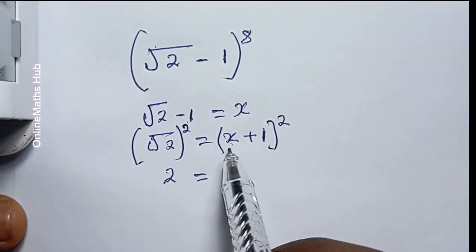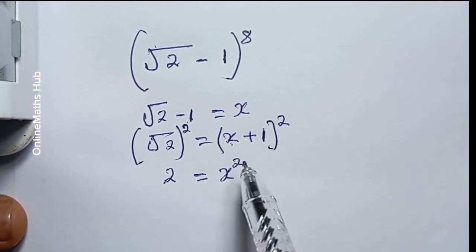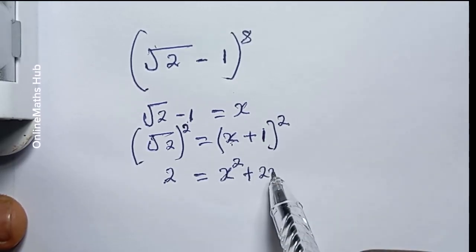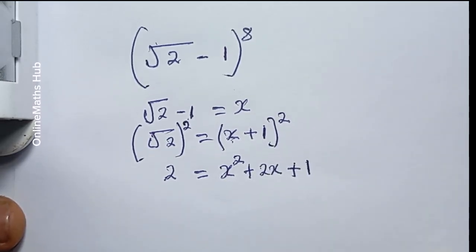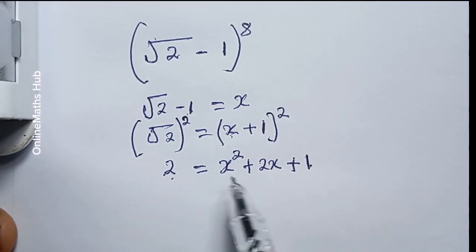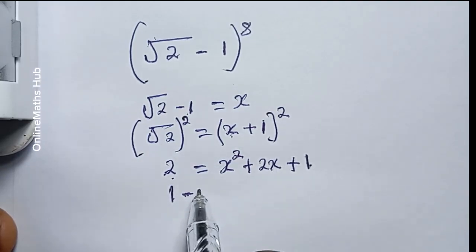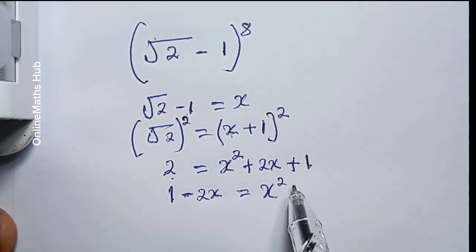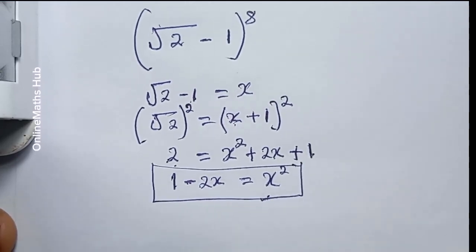Is equal to, simplify this bracket, I will use x to multiply itself first, that is x squared. And then 2 times x times 1, and that will be plus 2x, and then finally 1 multiplied by itself, which is equal to 1. So I'll move 1 to the left hand side so that I'm going to be having 2 minus 1, which is equal to 1, and then I'll bring 2x to the left hand side, so I'm going to be having minus 2x is equal to x squared. So you can see here that x squared is equal to 1 minus 2x.